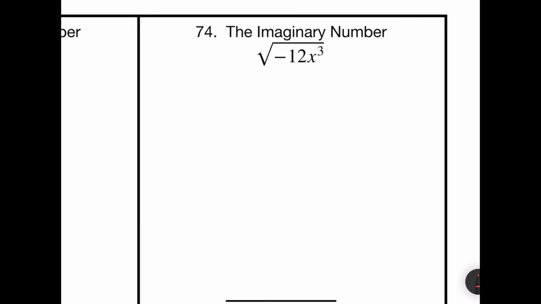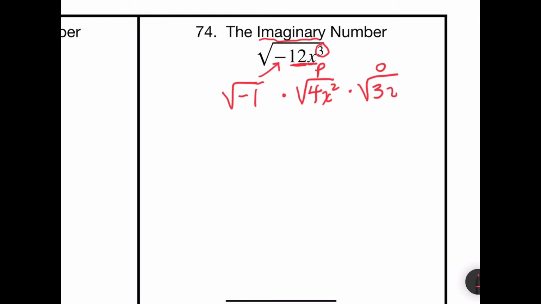Problem number 74 is also the imaginary number. It says the square root of negative 12x cubed. So I see there's a negative sign underneath my square root. That indicates I'm going to have an imaginary number, so that would be the square root of negative 1. Times, just like I did before to simplify, I'm going to break it up into the square root of the perfect square factors and the others. So, if I look at the number 12, I know there's a perfect square factor of 4, and the other factor would be 3. If I look at x cubed, remember I need my largest even exponent less than 3, that would be 2, which is x squared, and my other factor would be x.